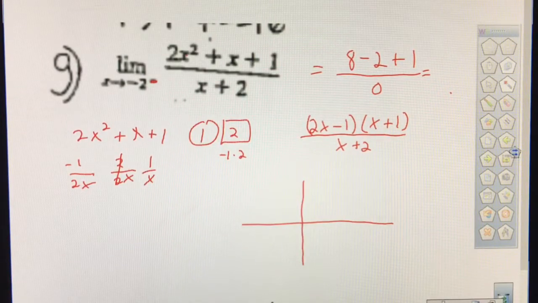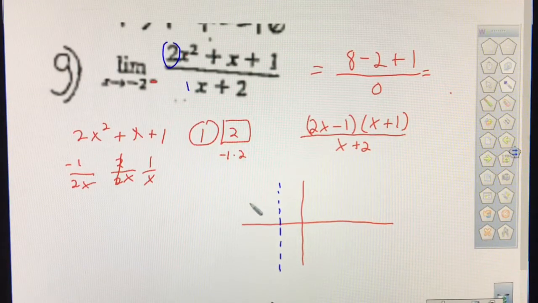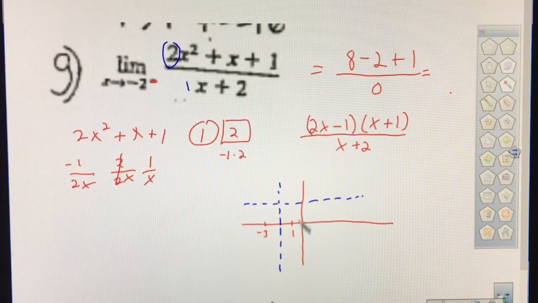I have a vertical asymptote at x equals negative 2. I have a horizontal asymptote of y equals 2. I'm going to plug in a value here, negative 3. I'm going to plug in a value of 1. I can plug in a value of 0. That would be more convenient. So when I plug in 0, I get 1/2.